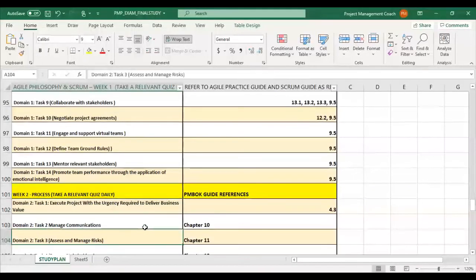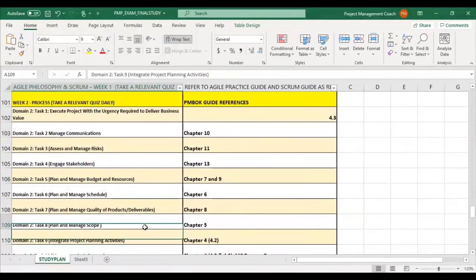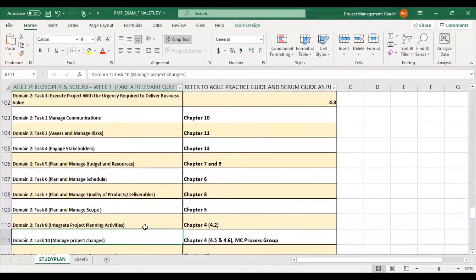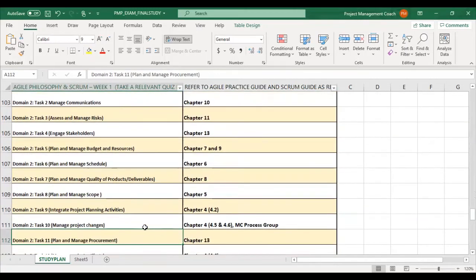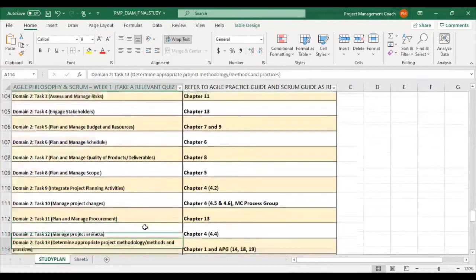For the process side, again, it's very heavily PMBOK guide. Manage communications is chapter 10. Assess and manage risk is chapter 11. Engage stakeholders is chapter 13. Plan and manage budget and resources is chapter 7 and 9. Plan and manage schedule is chapter 6. Plan and manage quality of product and deliverables is chapter 8. Plan and manage scope is chapter 5. Integrate project planning activities is chapter 4. Manage project changes is really perform integrated change control, chapter 4.